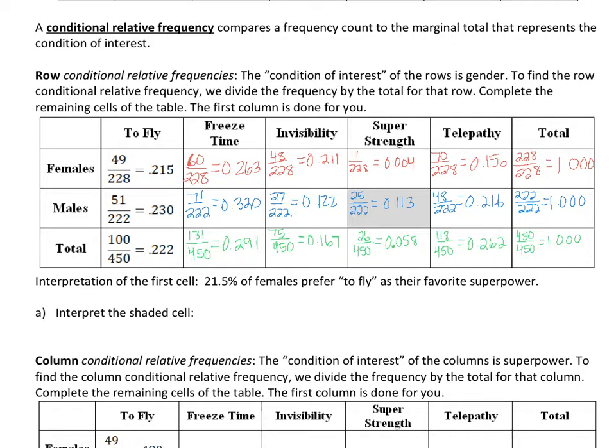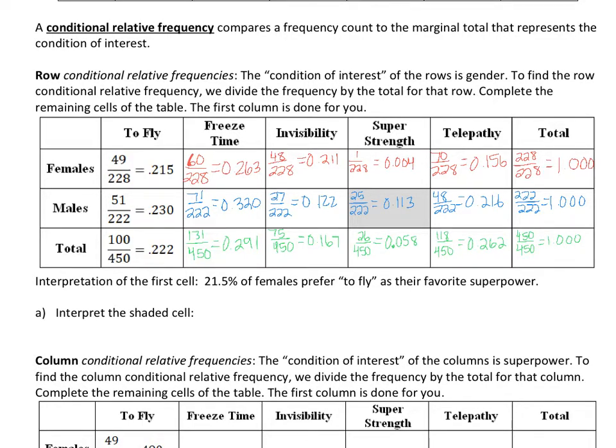Okay, so my chart is filled in at this time. You may want to pause it so you can check your answers to make sure they're correct or to copy them down. Interpretation of the first cell: 21.5% of females prefer to fly as their favorite superpower. Notice how I took this decimal and changed it to a percent. 21.5% of females, this is the condition of interest. We always talk about the row, or the condition of interest, first.